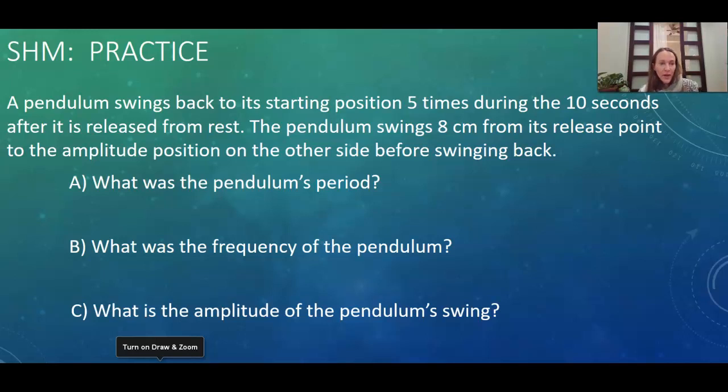All right, let's do one simple harmonic motion practice problem, and then you can try the attached worksheet to this Canvas assignment. A pendulum swings back to its starting position 5 times during the 10 seconds after its release from rest. The pendulum swings 8 centimeters from its release point to the amplitude position on the other side before swinging back. What is the pendulum's period?